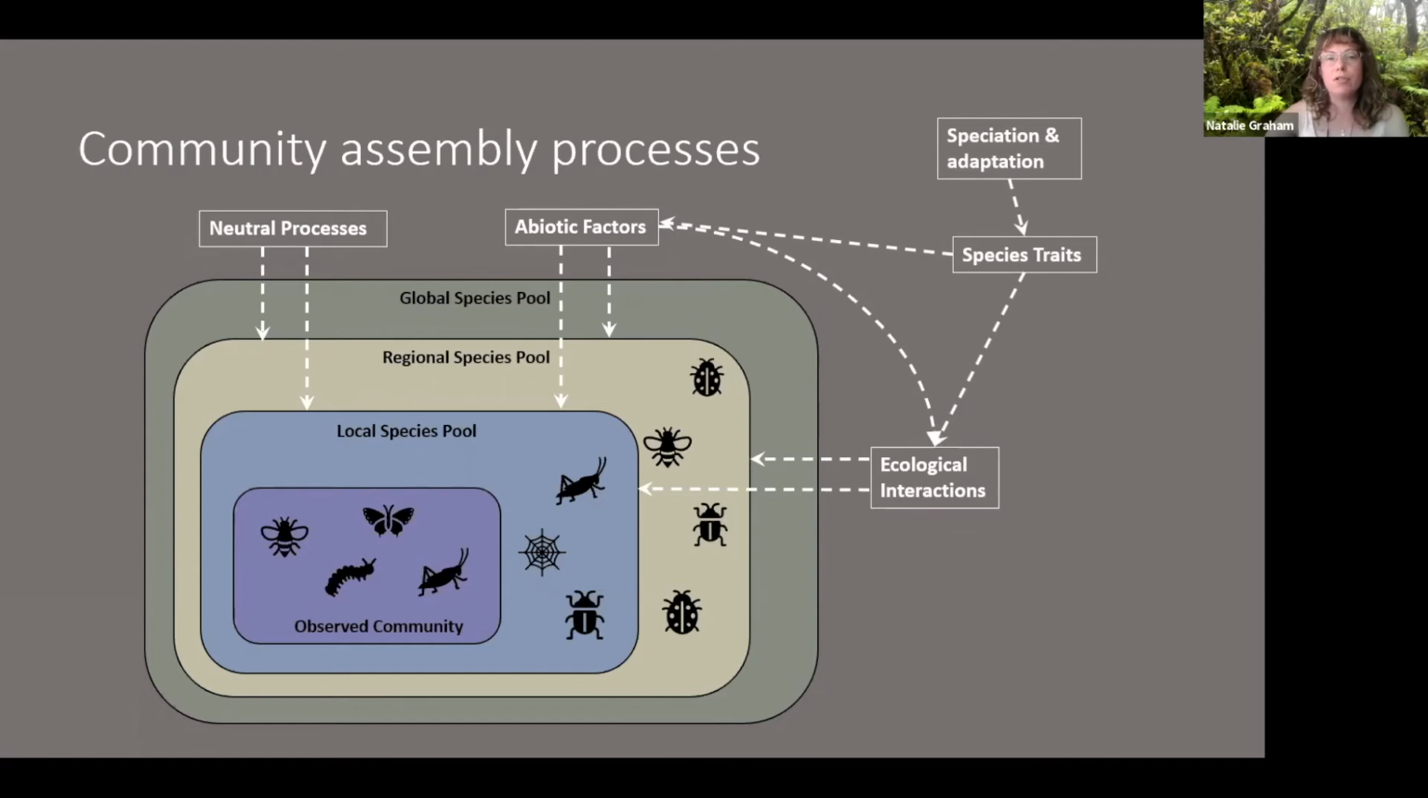So the idea of new species being added or species adapting, developing new traits, and that the change in those species traits is going to affect the way that they interact with their environment. It's also going to affect the way that they interact with one another. So this is kind of that feedback part that I was talking about earlier.